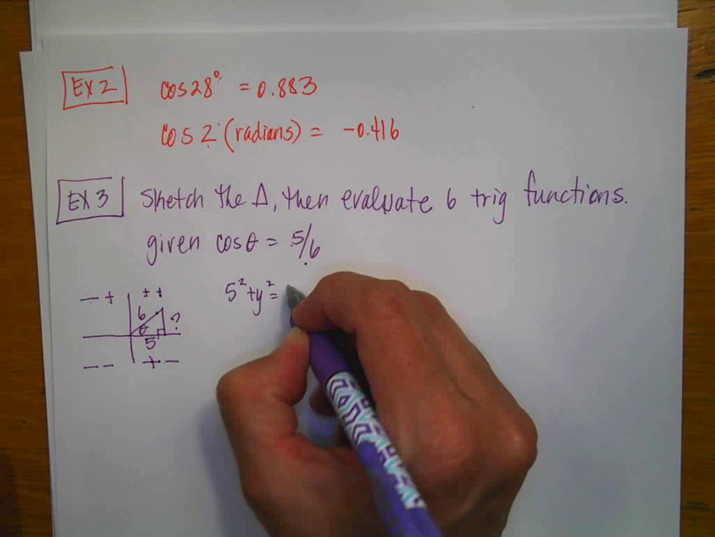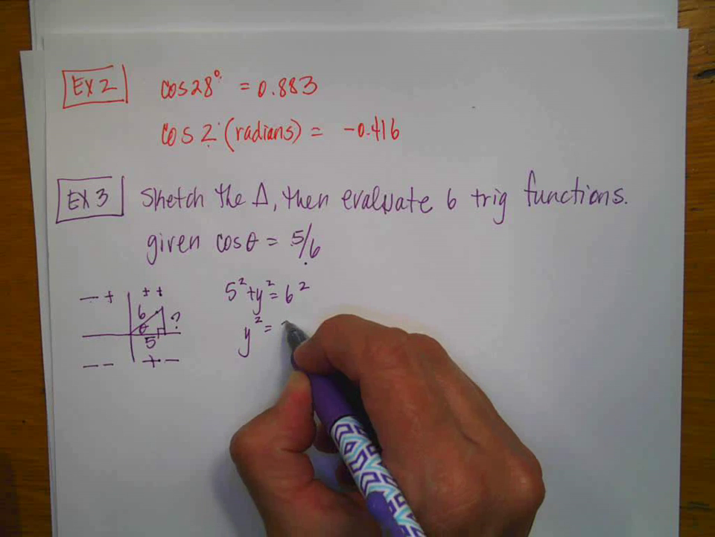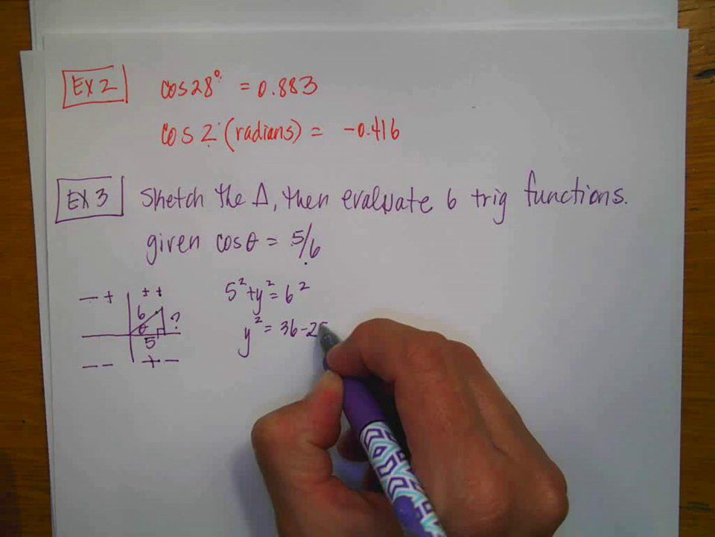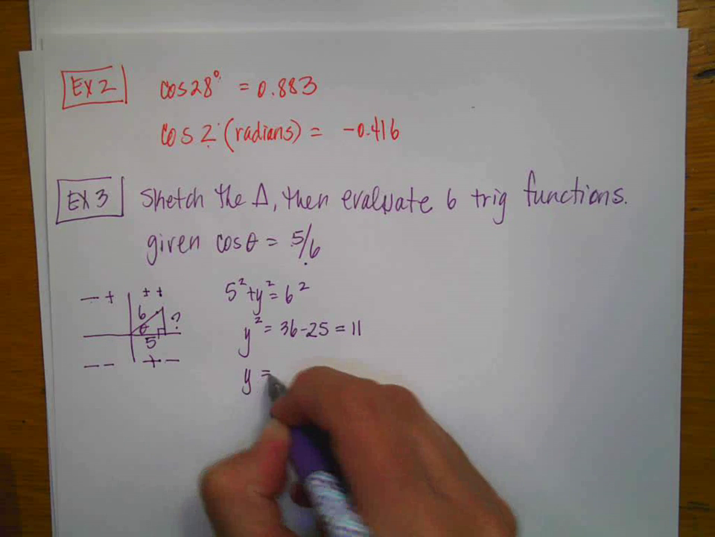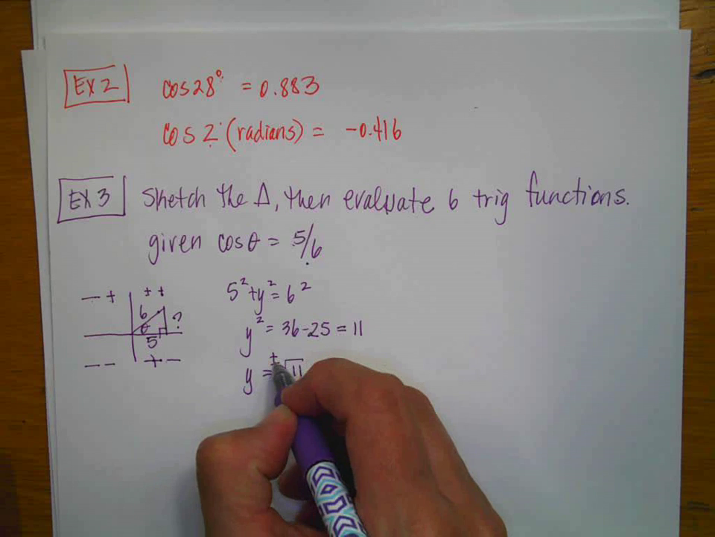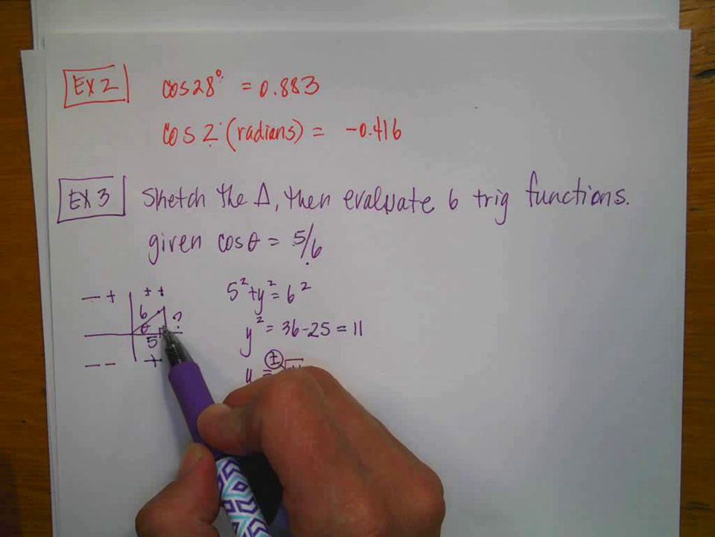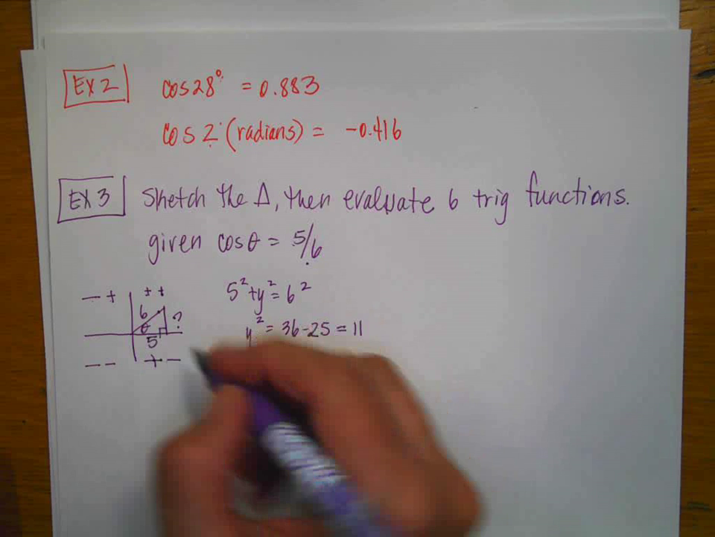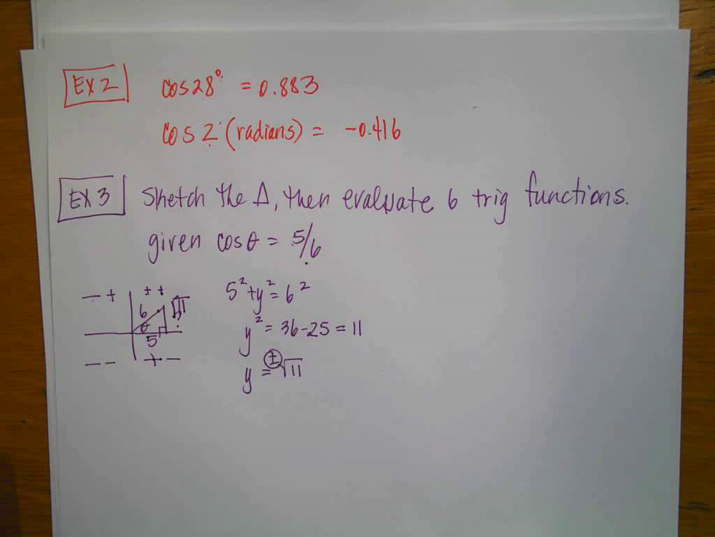So 5 squared plus y squared is going to equal 6 squared. Y squared is going to be 36 minus 25, which is going to be 11. So y is going to equal the square root of 11. Technically, it is plus or minus, but in the first quadrant, sine is positive, therefore I'm going to write down the positive square root of 11.